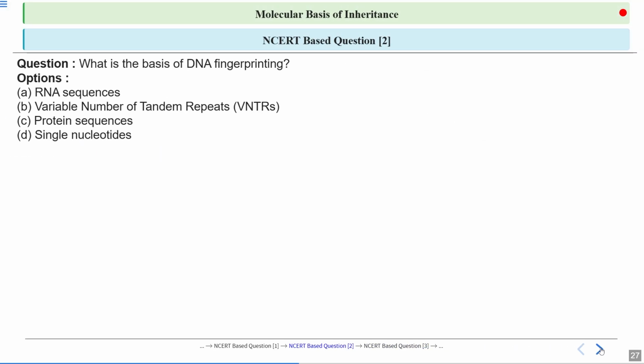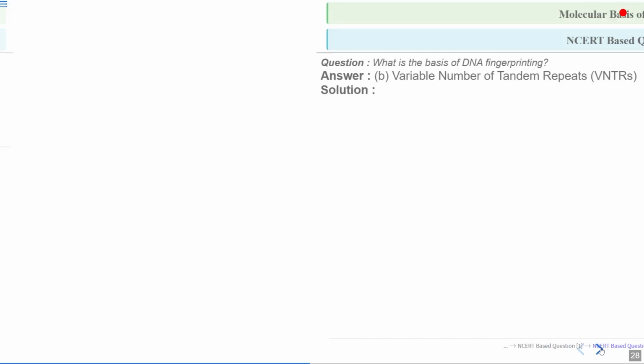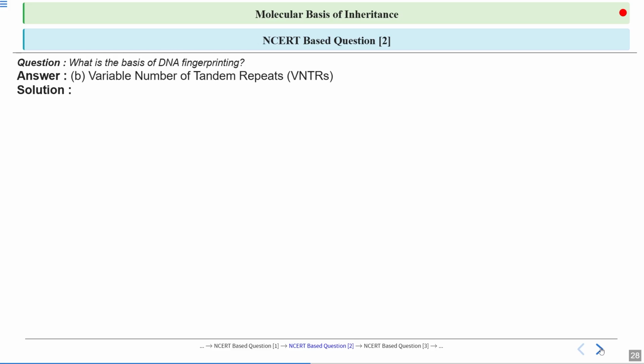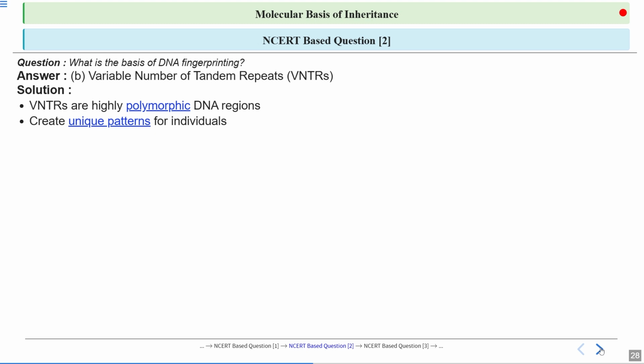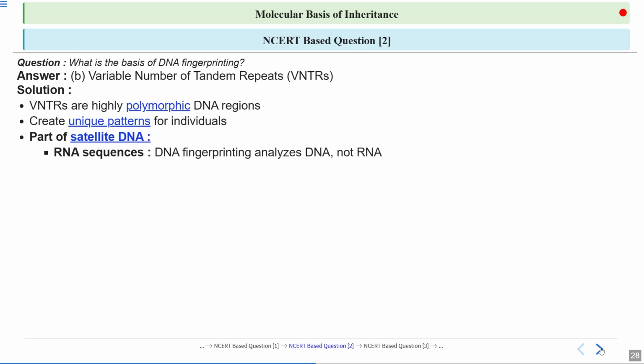Now, what is the basis of DNA fingerprinting? First, RNA sequence. Second, variable number of tandem repeats, VNTRs. Third, protein sequence. Fourth, single nucleotide. So it is variable number of tandem repeats, that is VNTRs. VNTRs are highly polymorphic DNA regions. There are a lot of variations among individuals in the population. That's why they create unique patterns for individuals. They are part of satellite DNA.